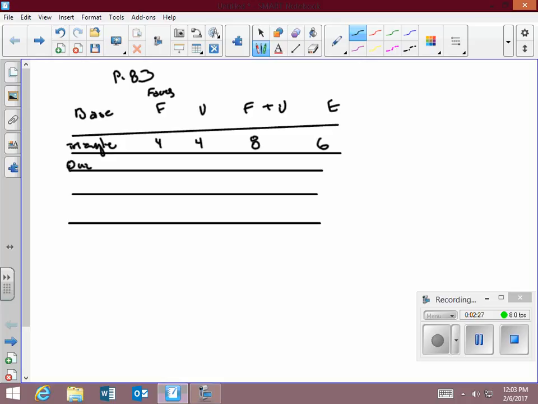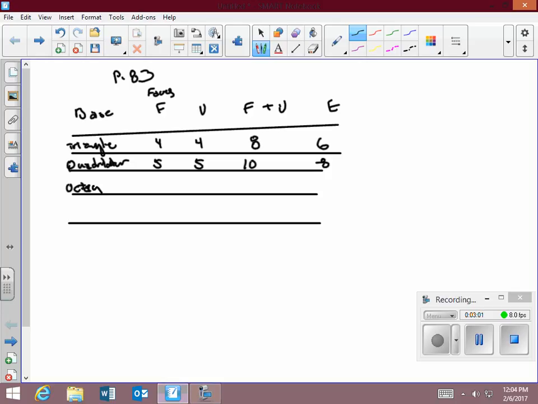So then a quadrilateral. That's the next one over. So how many faces does it have? 5. How many vertices? And then you sum those two is 10, and how many edges? 8 edges.